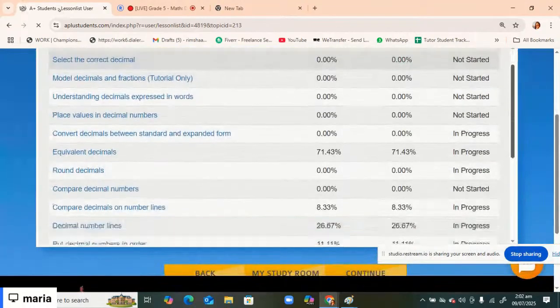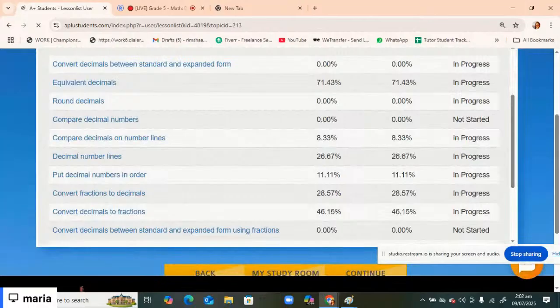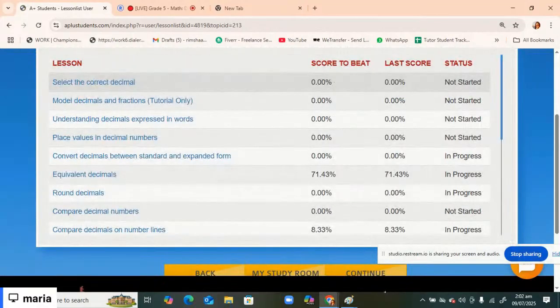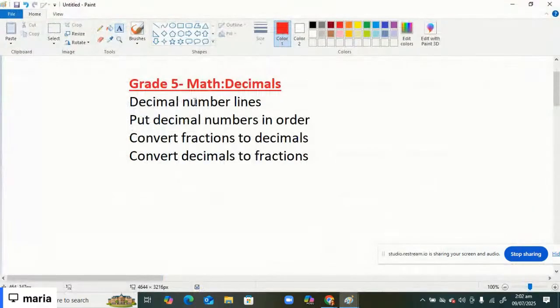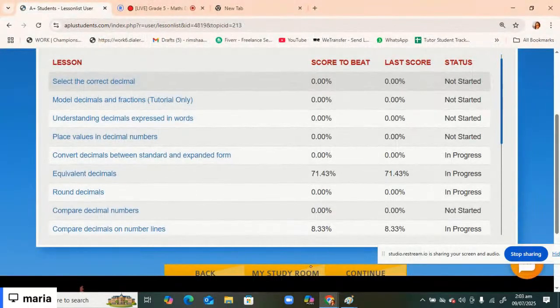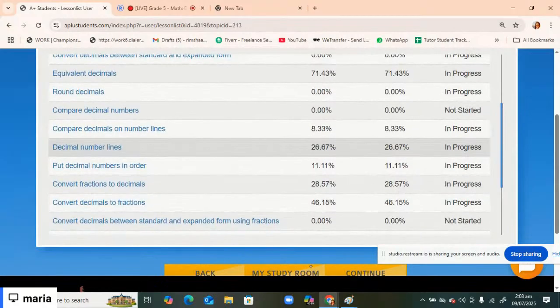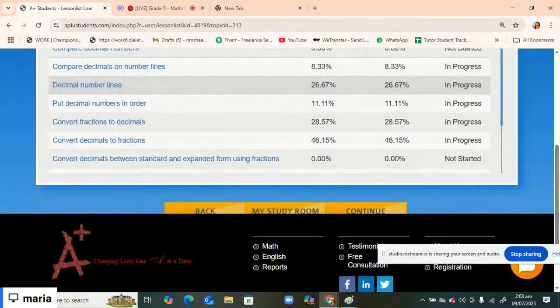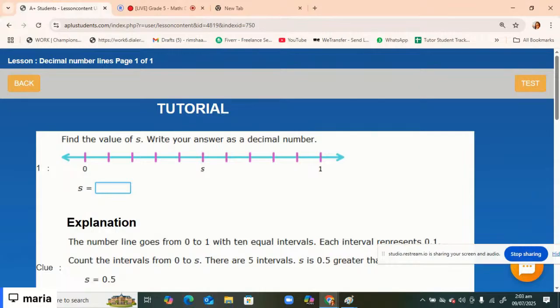Here is the list of the lessons. We are on the lesson decimal number lines. Let's start this one. Find the value of s and write your answer as a decimal number.